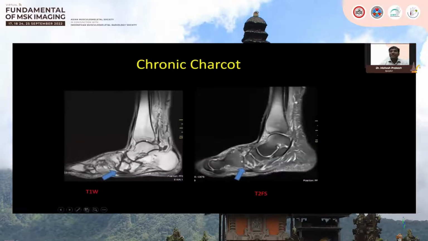Chronic Charcot typically shows the typical imaging features like fragmentation and deformity. They can be easily diagnosed on MRI.